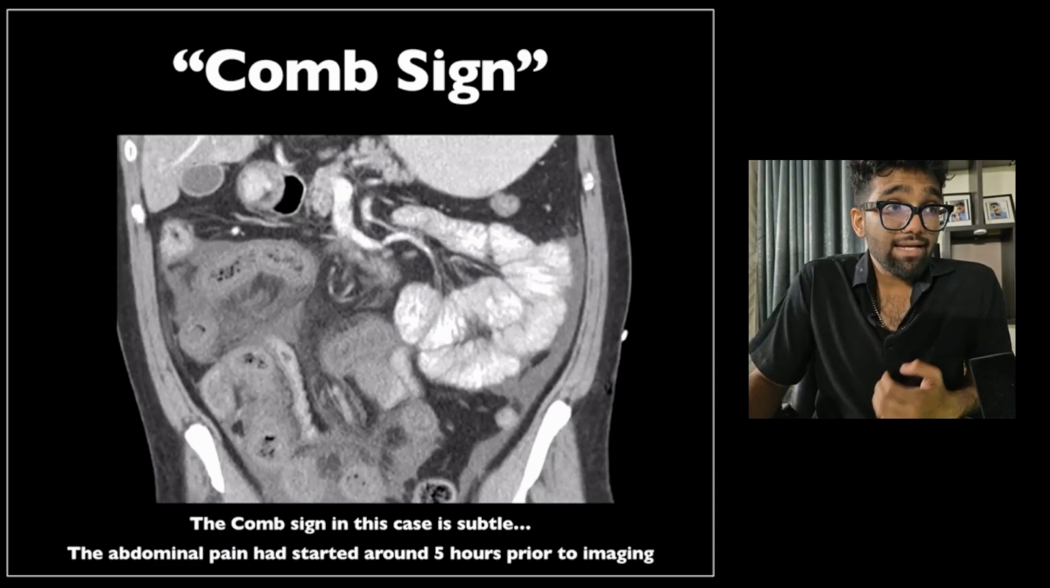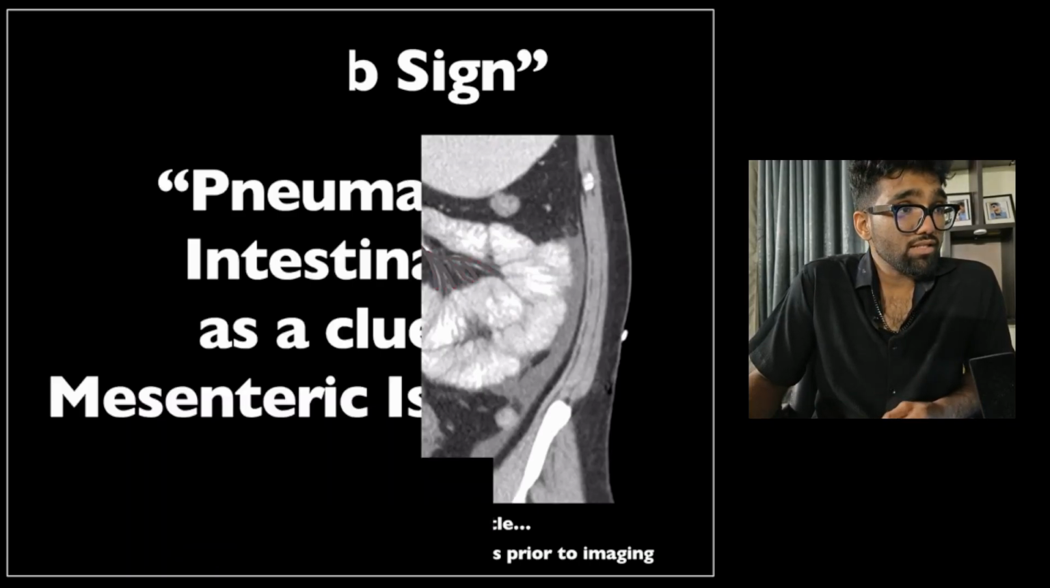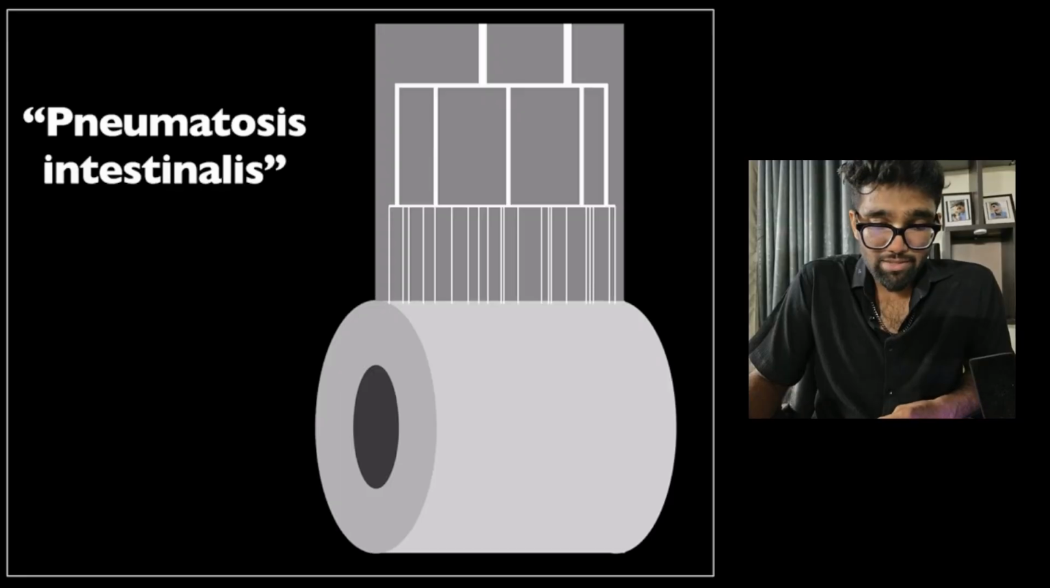So that indicates that it's more likely to be due to mesenteric ischemia. Okay, so this is the comb sign, and these are the blood vessels as I've highlighted them. Now, coming to the third thing, that is pneumatosis intestinalis as a clue to mesenteric ischemia.